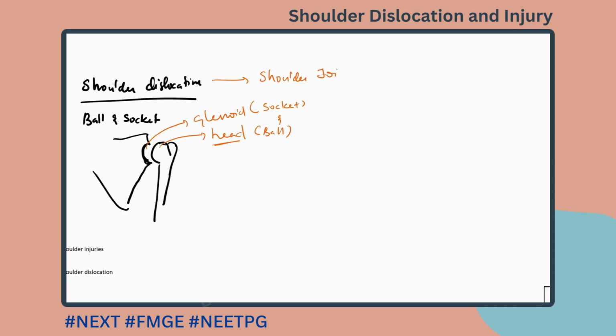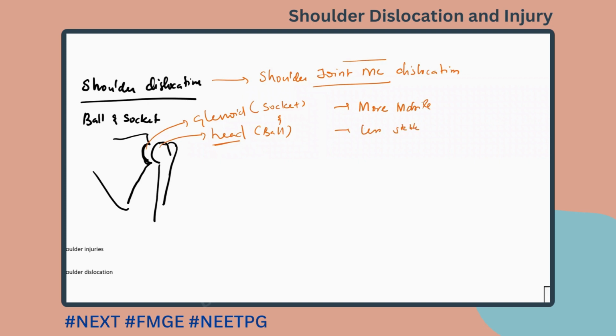Shoulder joint dislocation is the most common dislocation seen in the body because of its unstable nature. But because of this unstable nature, it gains one more advantage. What is the advantage you have with the shoulder joint? Mobility. You have more mobility in the shoulder joint compared to the hip joint. The hip joint is not that mobile, but it is more stable, whereas the shoulder joint is more mobile, but less stable.